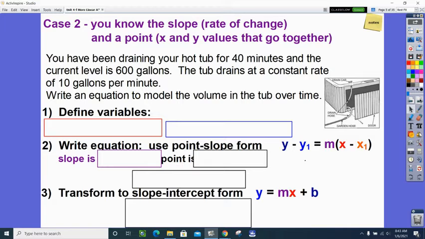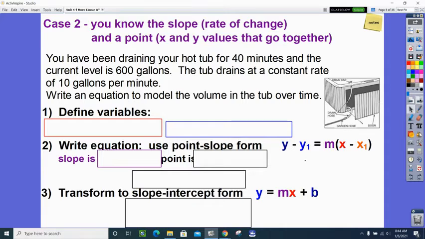In this case, you know the slope, the rate of change, but the point is not the initial value. Okay, so we don't have the y-intercept here. So let's read this problem. You've been draining your hot tub for 40 minutes. So you pull out the plug, basically. It starts draining and you walk away. After 40 minutes, you go back and your current level is that there are 600 gallons still left in the tub.